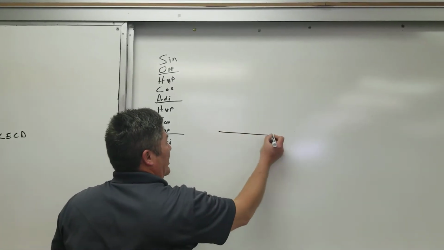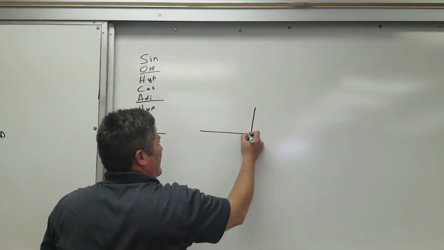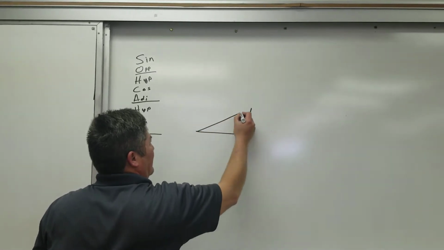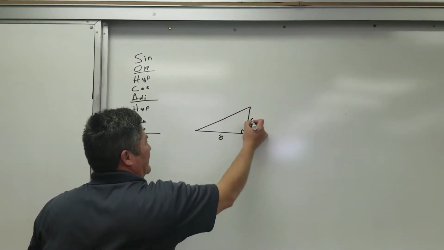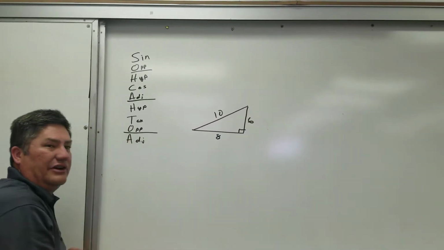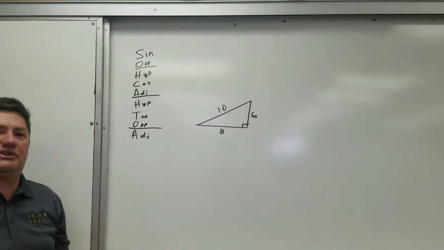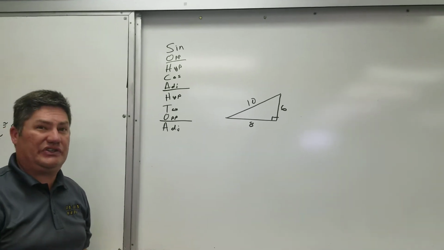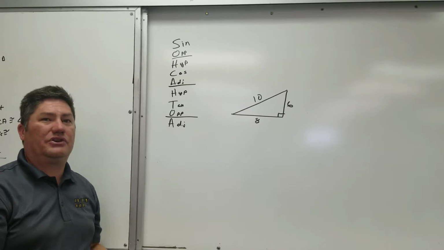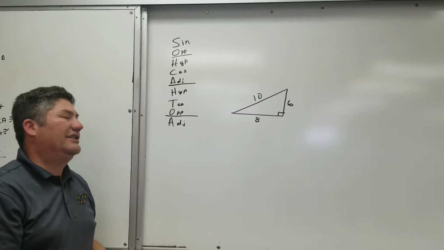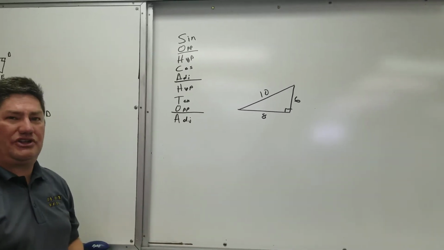So let's draw a right triangle. And we're going to draw one that everybody knows is a right triangle. So this is going to be an 8, a 6, and a 10. You can do the Pythagorean theorem. You'll notice that 6 squared plus 8 squared equals 10 squared. 6 squared is 36. 8 squared is 64. 36 and 64 is 100. That's the same as 10 squared. So that's just a normal right triangle, okay?